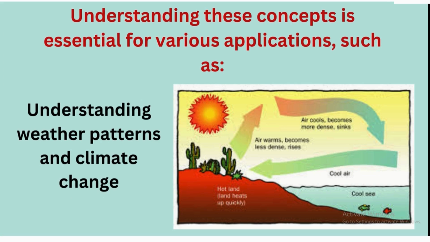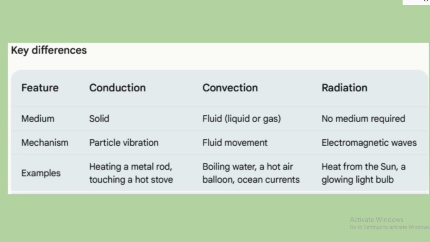So, in the last, we can differentiate between these three concepts on the basis of medium, mechanism, and examples. The medium in conduction is a solid, while in convection it is a fluid, which may be liquid or gas, while in radiation no medium is required. On the basis of mechanism, in conduction it is the vibration or collision between particles, in convection it is fluid movement, while in radiation electromagnetic waves are involved.